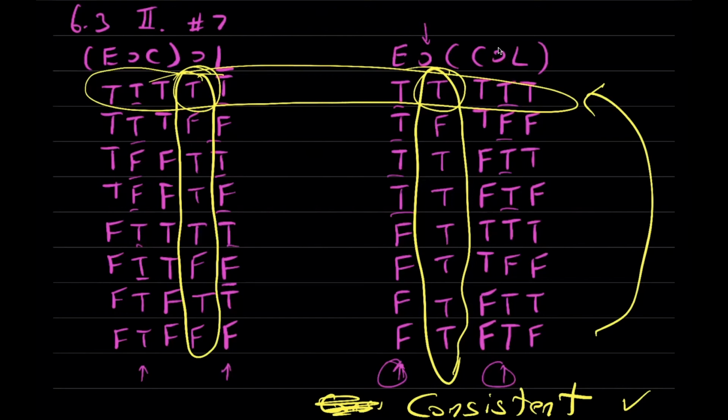Okay, now I want to move on to section 6.4 of your textbook to talk about truth tables for arguments.